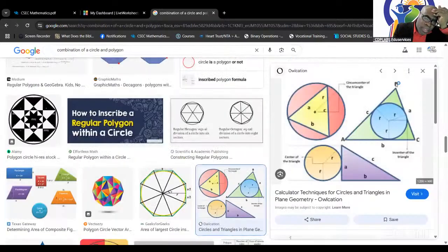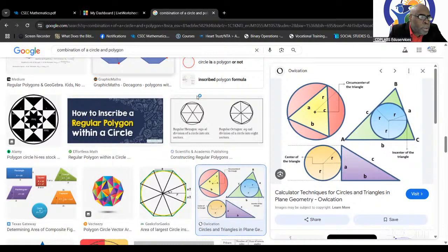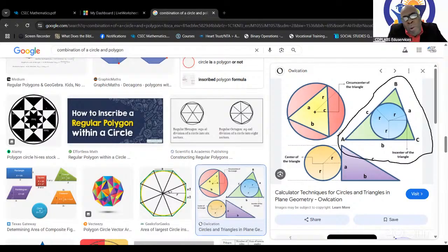And I want to use common sense now. In this shape over the side here, if you're asked to find the area of the green part of that shape, what would you do?